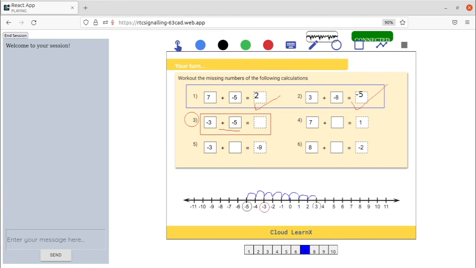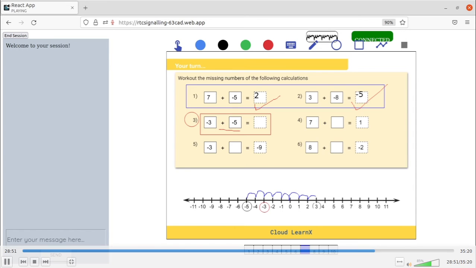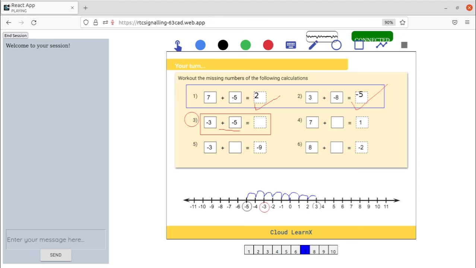What are we doing to -3? Adding -5. It's like adding some ice. If we add some ice, it is going to get colder and colder. So what is the new temperature, not the temperature, actually the value? -8. -8.